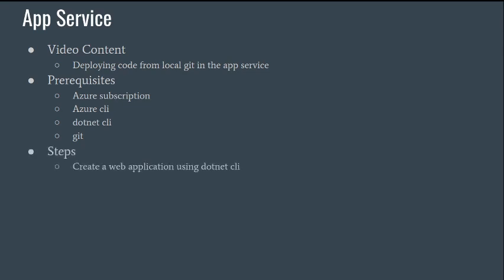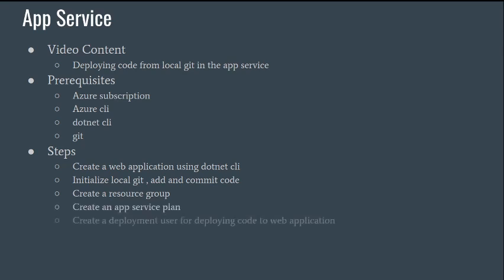First, we will create a web application using .NET CLI. We will initialize a local Git, add and commit code. We will create a resource group. We will create an app service plan in the resource group. We will create a deployment user for deploying code to the web application. We will create the web application and then we will check the site.